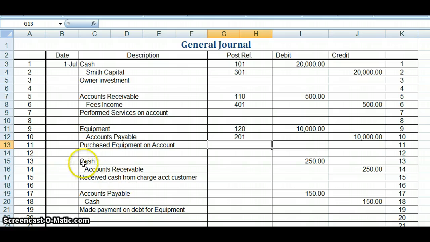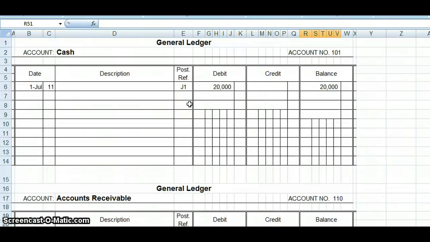So we have cash here. We have a debit to cash for $250. We received cash from a charge account customer. So we'll go back to our cash account. Find cash. I'll put in our date.